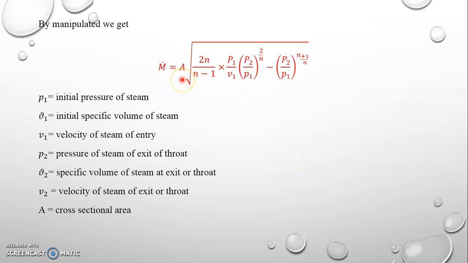By manipulation, we get m equal to A square root of 2n by n minus 1 into P1 V1 into (P2 by P1 power of 2 by n minus P2 by P1 power of n plus 1 by n). Here P1 is the initial pressure of steam, V1 is the initial specific volume of steam, and C1 is the velocity of steam at entry. P2 is the pressure of steam at exit or throat, V2 is the specific volume of steam at exit or throat, and C2 is the final velocity of steam at exit or throat. A is equal to the cross-sectional area. Thank you.